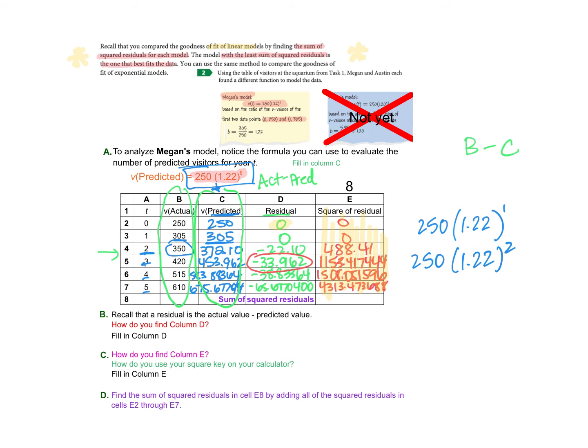Sorry, and I get 7463.35272. That is the sum of the squared residuals. Okay, so that was Megan's model. Remember, the best model is the one with the least sum of the squared residuals. So this was hers. Now we're going to compare her model to somebody else's model.